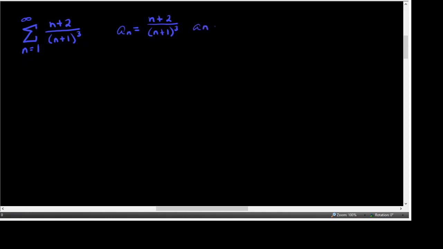And b sub n, if I strip away that constant of plus 2, I'm left with n. If I strip away the constant, that plus 1 inside the parentheses, I'm left with n that's cubed. And then simplifying, that's 1 over n squared. So a sub n and b sub n, all terms of those series will be positive, so that allows us to enter the comparison tests.